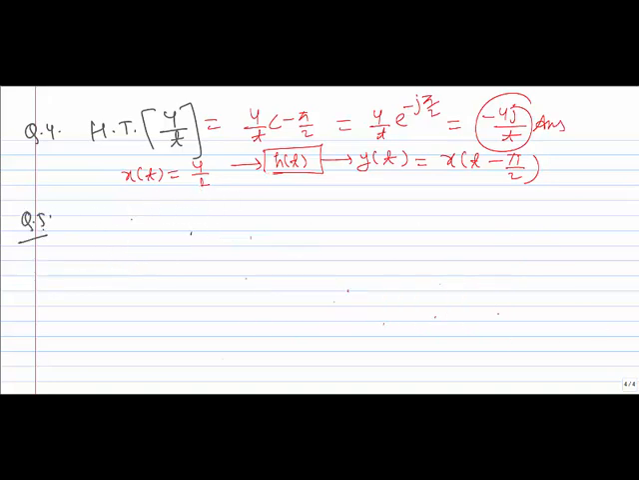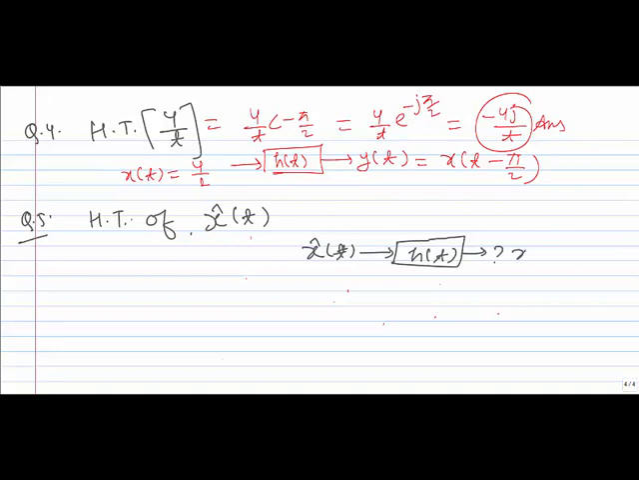This is the answer. Now let us see question number 5. In this question, we need to find the Hilbert transform of x hat(t). What does it mean? That the input of the Hilbert filter is actually x hat(t), and we need to find its output. That is, we need to find x double dash(t). That's not any standard convention, I just made it from my side.